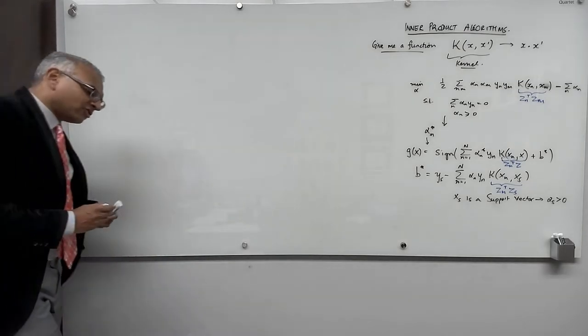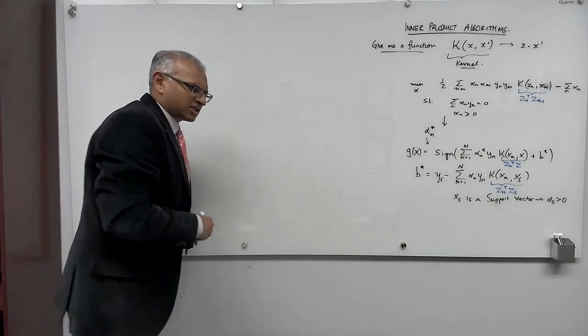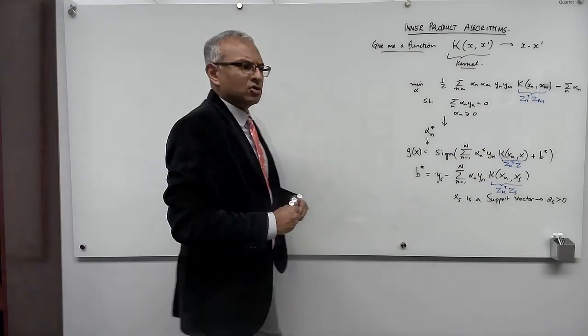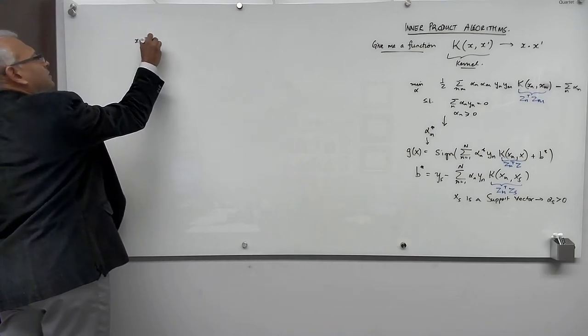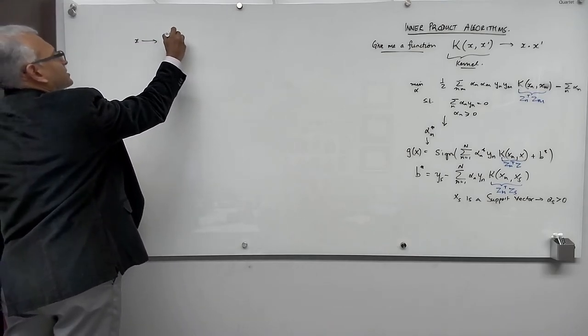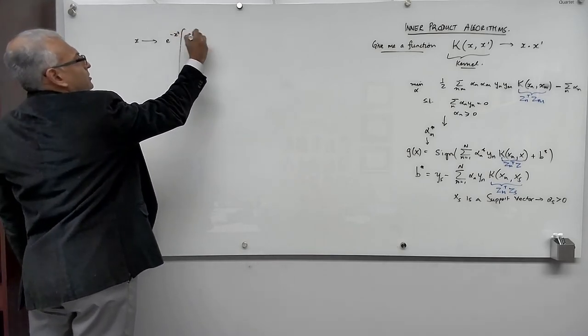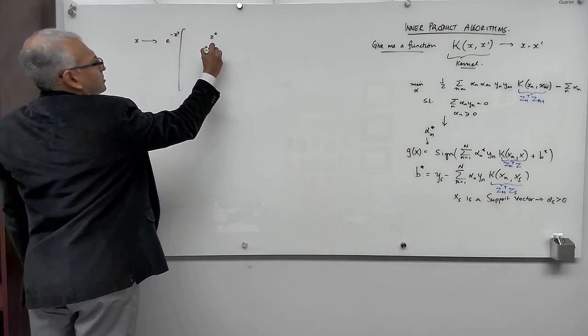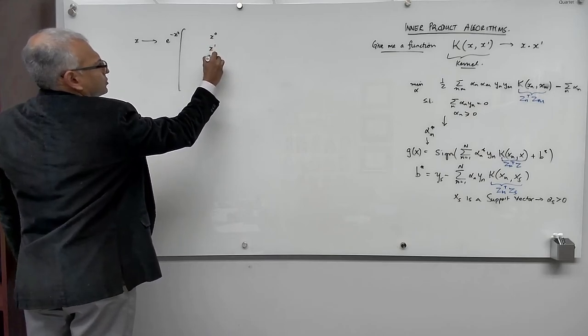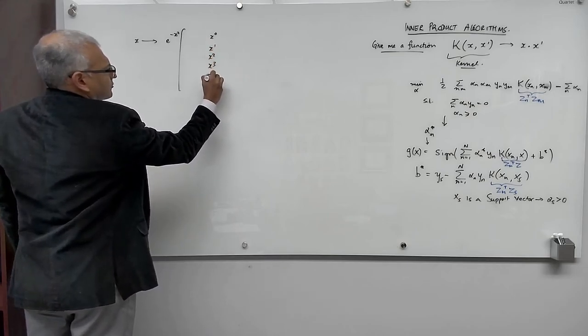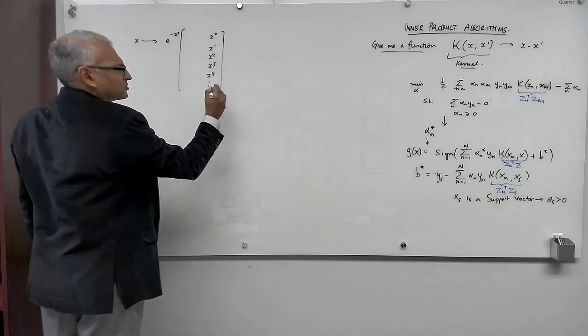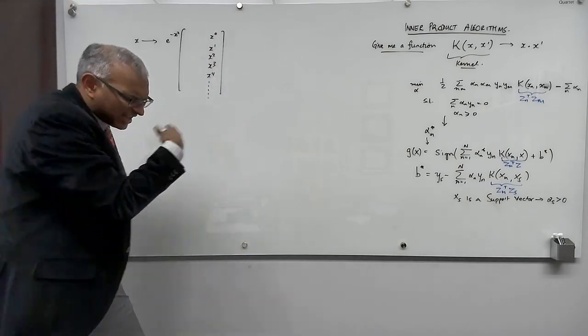Okay, so consider the following transform into an infinite dimensional space. You can think of this as an infinite order polynomial transform. So x goes to e to the minus x squared, and now I'm going to do basically x to the 0, x to the 1, x to the 2, x to the 3, x to the 4, and so on, going on forever. So an infinite dimensional polynomial transform.